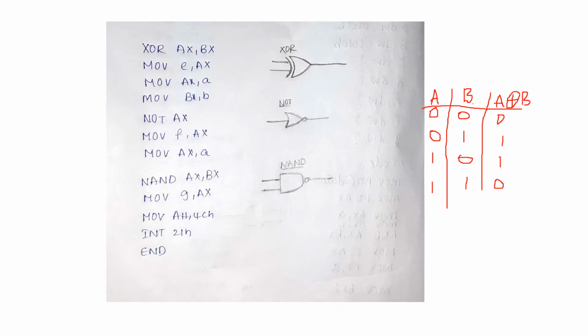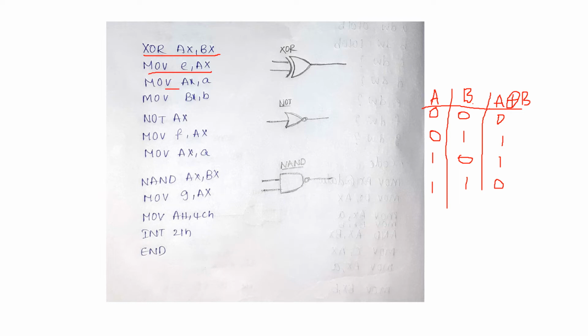The next operation is the XOR operation. Here XOR AX, BX means the contents of AX and BX are XORed and the result is stored in AX. Here we can see the truth table of XOR. If the A bit and B bit are the same, then the result is 0. In other cases, that is 01 and 10, where the A bit and B bit are different, the result is 1. Now the XOR of AX and BX is stored in AX and the result is copied to E, MOV E, AX.